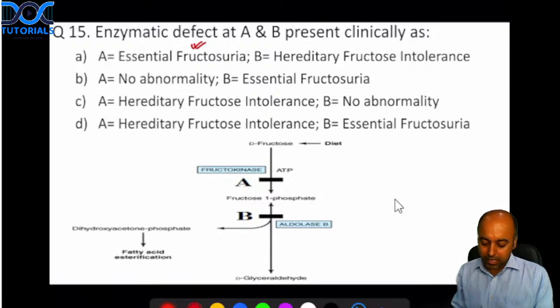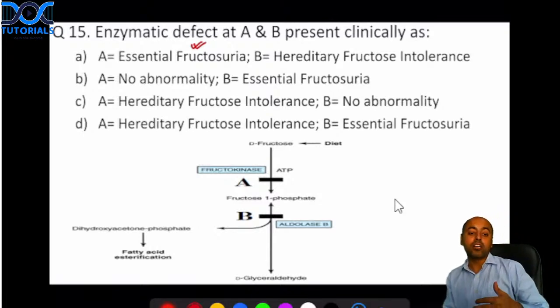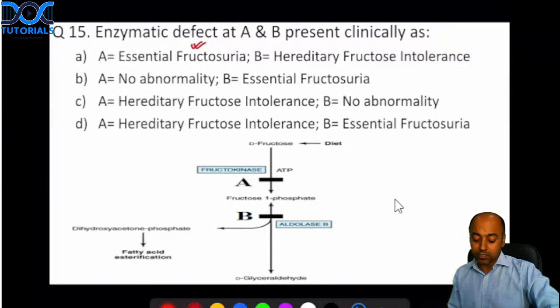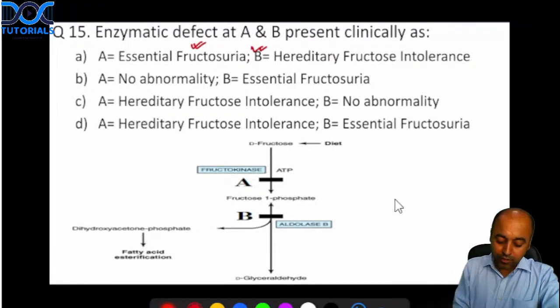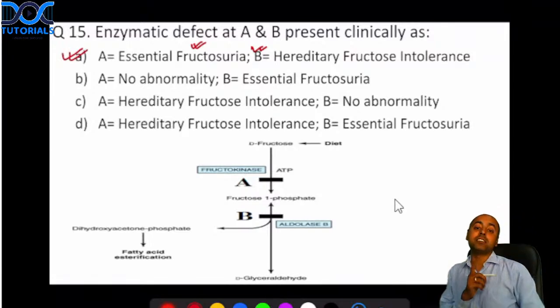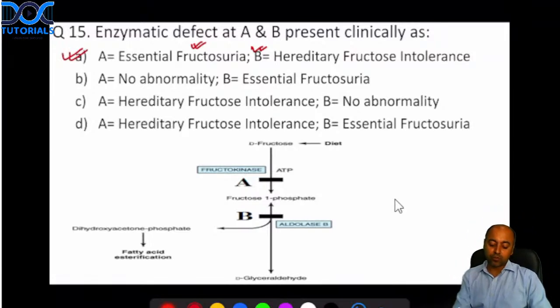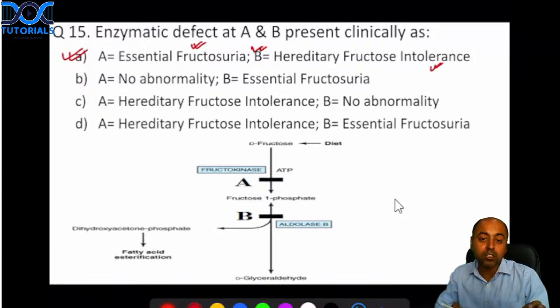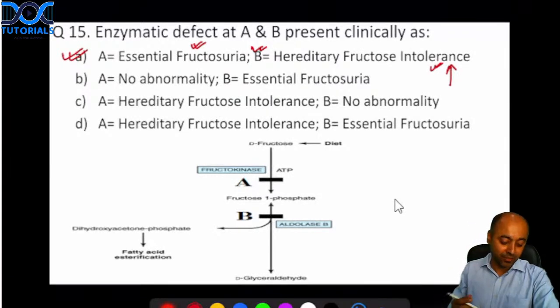If aldolase B is not there, fructose 1 phosphate will start accumulating, causing all the signs and symptoms. So this is the hereditary fructose intolerance. Option A is the correct answer. Please note, if fructokinase is not there, we get the essential fructosuria. If the aldolase B is not there, in that case we get the hereditary fructose intolerance. Very, very important. We have already discussed the clinical case for the hereditary fructose intolerance. Age of presentation will be 7 months.